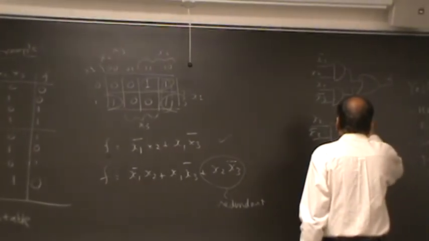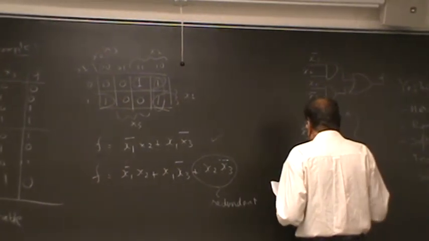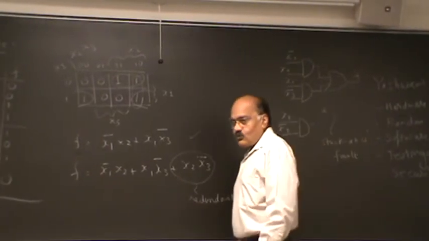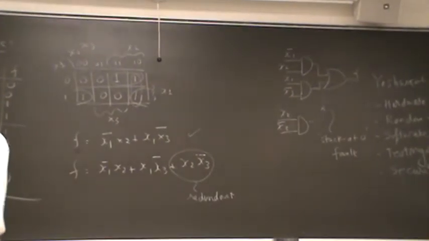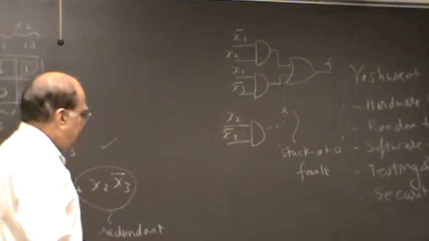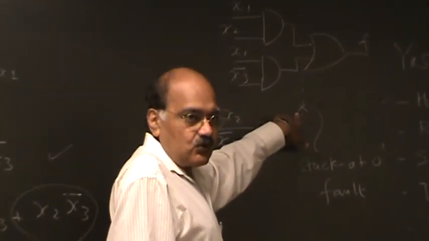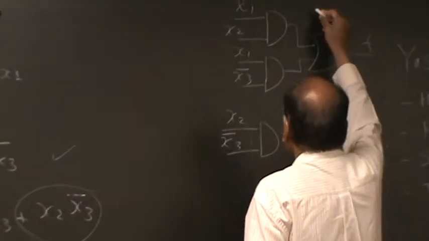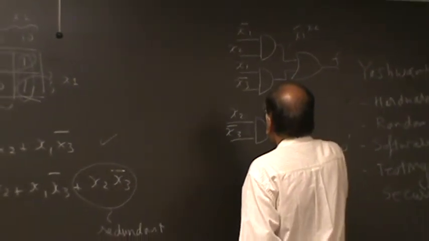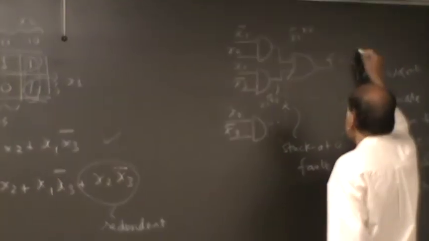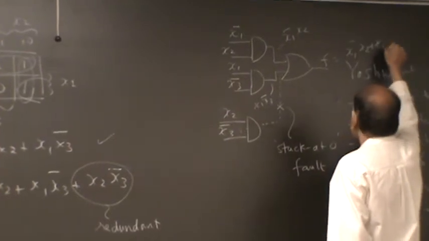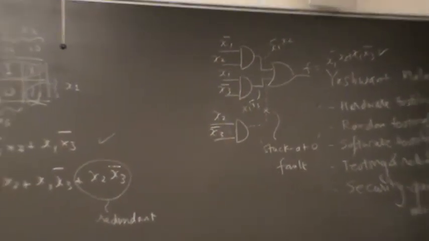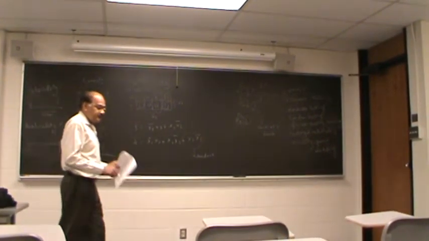Now what will happen if this line has a stuck at zero fault? Later on I will talk about fault modeling, and I will mention that a lot of times many faults basically work as if a certain line was always stuck at the value 0 or at value 1. Now what will happen if this is stuck at 0? Now you can see that this is still x1 bar, x2, and this here is still x1, x3 bar. So your f is still correct. So even when the fault is there, the behavior of the circuit is still correct. That means this fault is not testable, right?